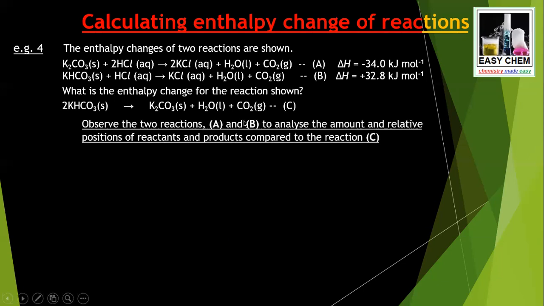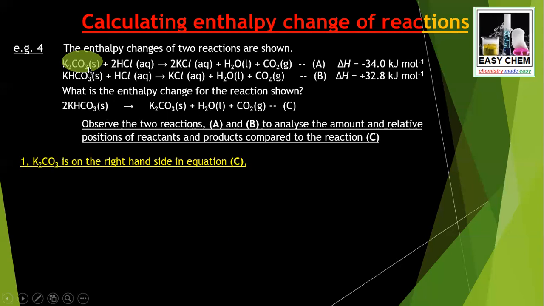Observe the 2 reactions A and B to analyze the amount and relative position of reactants and products compared to the reaction C, as I did earlier. How can we do this work? See, we have potassium carbonate on the left-hand side in the equation A. Potassium carbonate, K2CO3, is on the right-hand side of equation C.